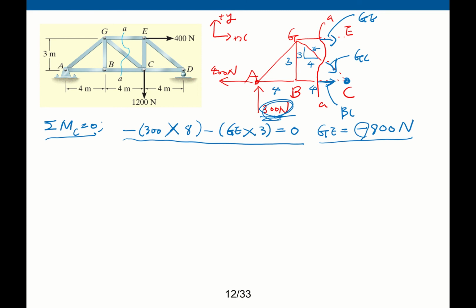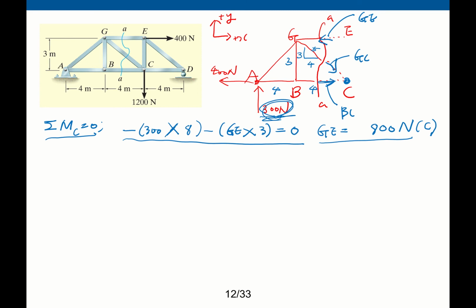So that means our assumption was wrong. This GE is not in tension, this one is in compression, so left-hand direction. Okay, so this GE is 800 Newton, this is the magnitude, and you can see the direction of the GE. This force is pushing toward G. So this is 800 Newton compression. GE is compression.